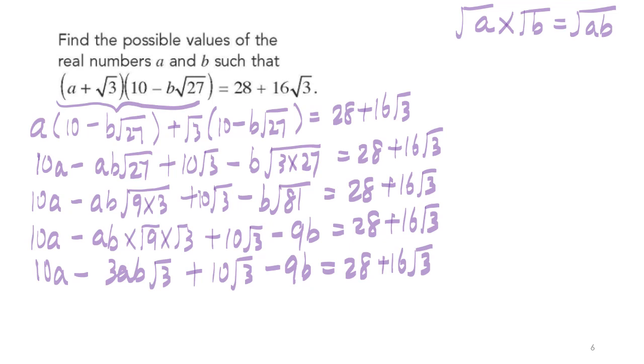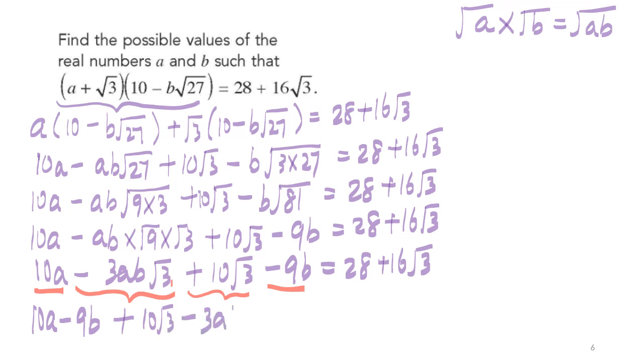So what we're going to do now is, if you look at the left hand side, we're going to group the constants together and then the surds together. So what are the constants we're talking about? Things like 10A, negative 9B, they're constants. We're going to put them together as one group. And then, of course, negative 3AB square root 3. Can you see there's a square root 3 there? That's a surd. And then the 10 square root 3, there's also a surd. So we're going to put them together. So I would write 10 square root 3 positive first, followed by negative 3AB square root 3.